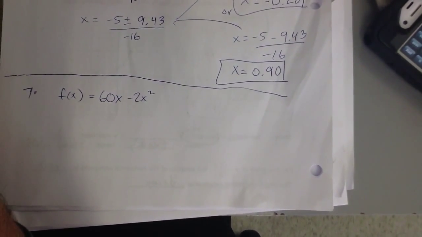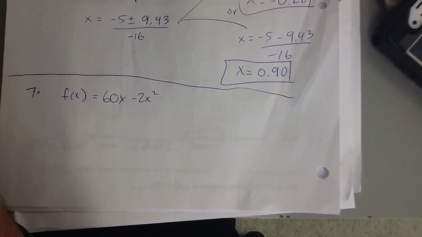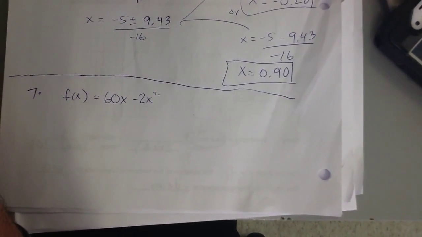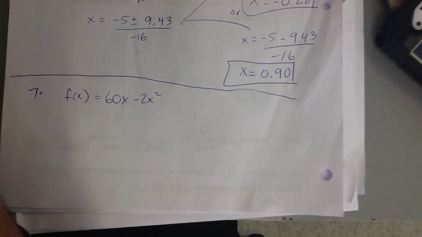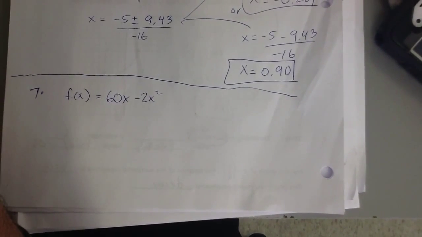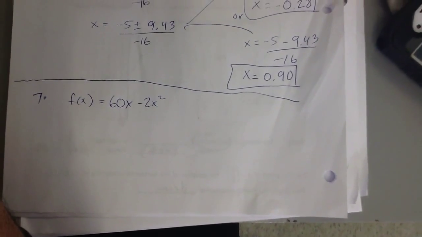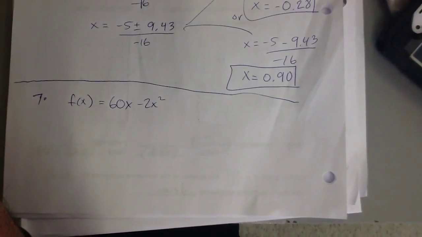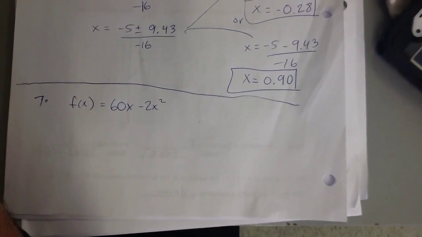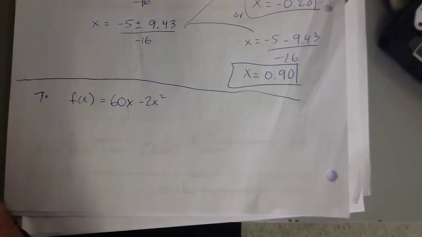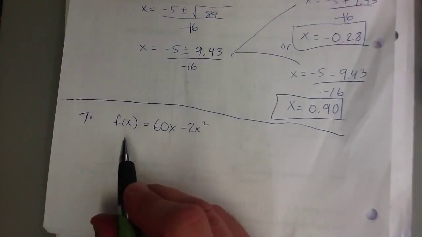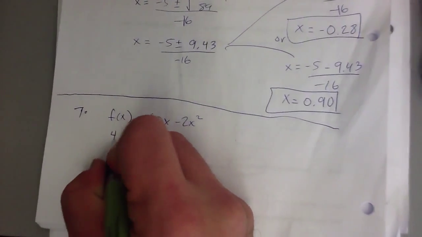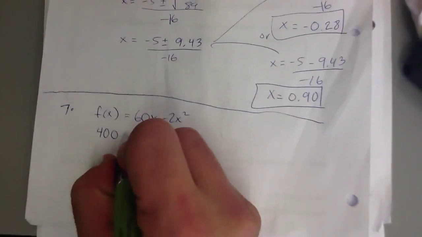The quadratic function f(x) = 60x - 2x², where x is the width of the yard in meters and f(x) is the area in square meters, gives the area that can be enclosed. Determine the dimensions that will give the desired area. So what they want for area, if you read the question again, is 400. That's what I'm going to plug in here.